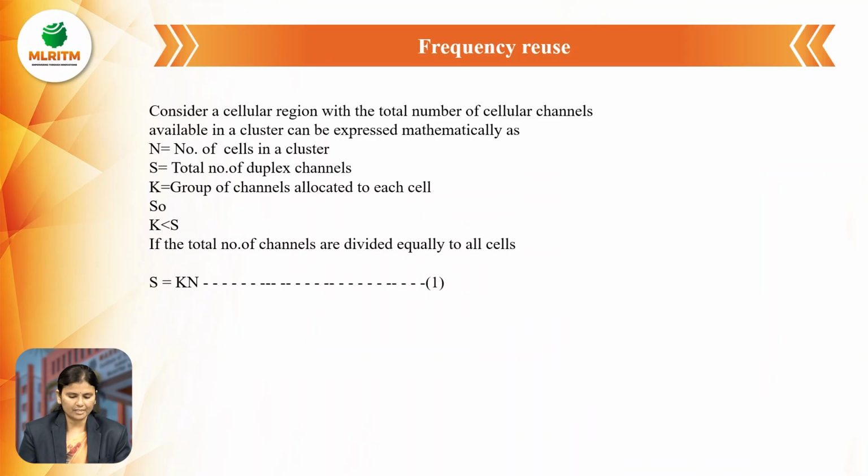Consider a cellular region. The total number of cellular channels available in a cluster can be expressed mathematically, where N is the number of cells in a cluster, S is the total number of duplex channels, and K is the group of channels allocated to each cell. So K is always less than S. If the total number of channels is divided equally among the cells, S is equal to K times N.